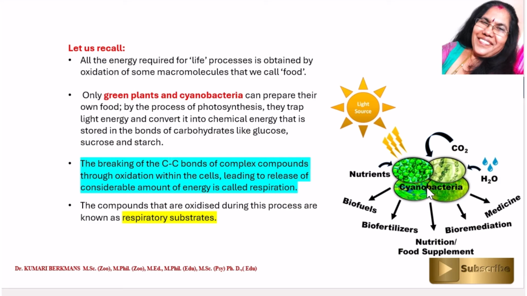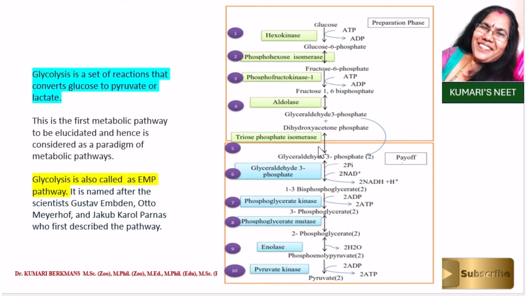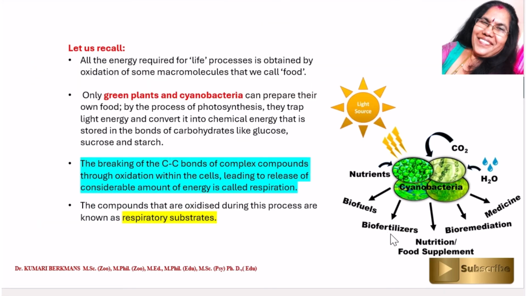Okay. So what is cellular respiration? The breaking of the C-C bonds, that is, glucose C6H12O6, isn't it? So 6 C's are there. So breaking down the C-C bonds of complex compounds through oxidation within the cell, which leads to the release of a considerable amount of energy, is called cellular respiration. And the compounds that are oxidized during this process are called respiratory substrates. You have seen so many things, isn't it? These are all involved in glycolysis, that is cellular respiration, and are called respiratory substrates.